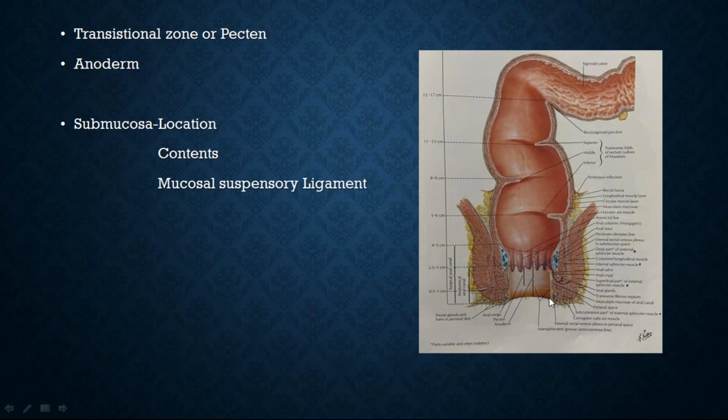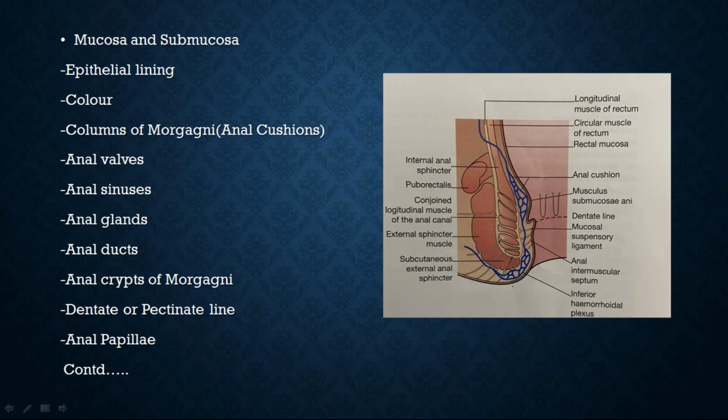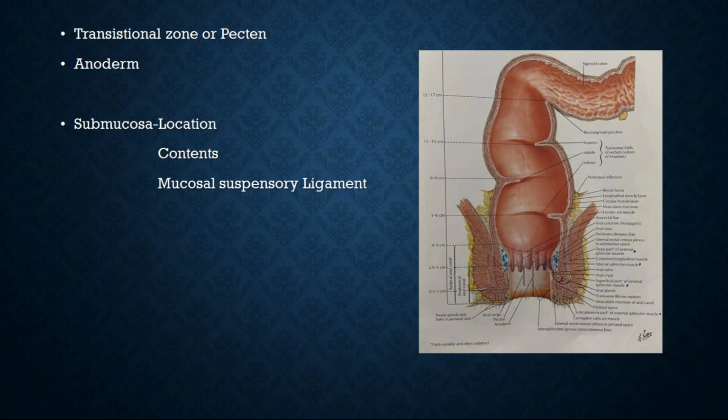Okay, and next is the anoderm. Anoderm is nothing but the anatomical anal canal, that is from the dentate line to the anal verge. Okay, so what is next? Submucosa. Where is it located? Here you can see the submucosa is located. It is located between the mucosa and the internal anal sphincter. It constitutes connective tissue, vascular tissue, and muscular tissue. So that is about the submucosa, and there is an important structure called the mucosal suspensory ligament.